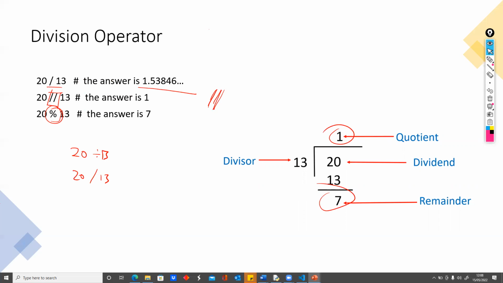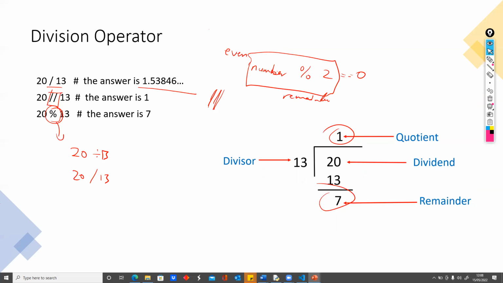These operations are very important when it comes to programming. For example, if you want to find out whether a number is even, it means that when the number is divided by 2, the answer should have a remainder of 0. This is how you define an even number in programming. So modulus is a very, very important one.